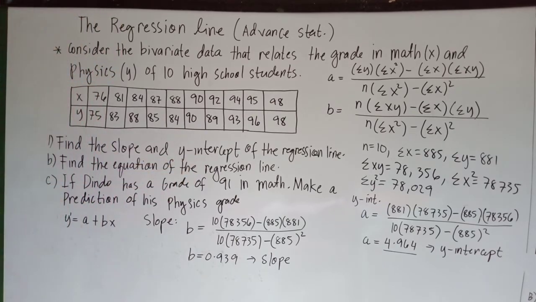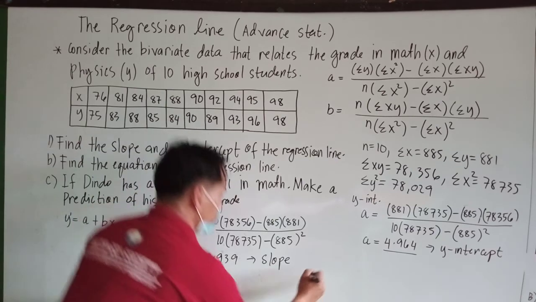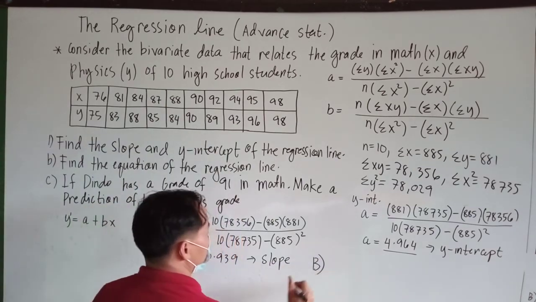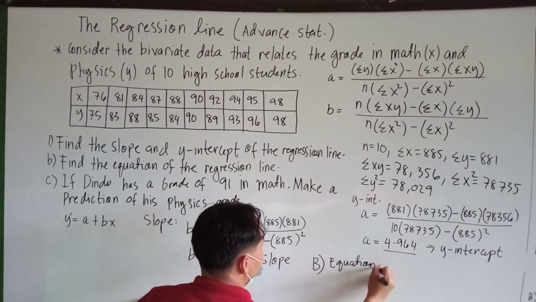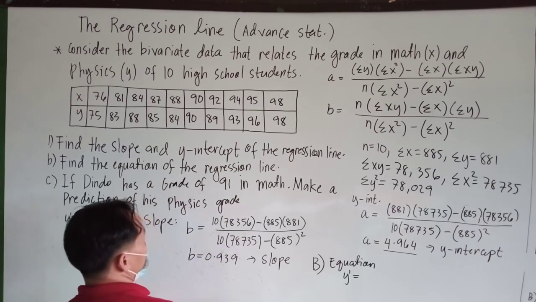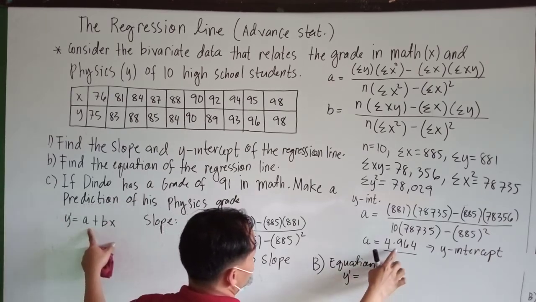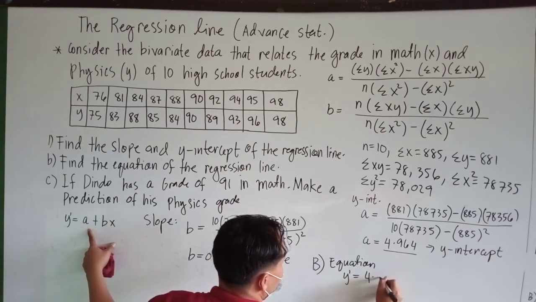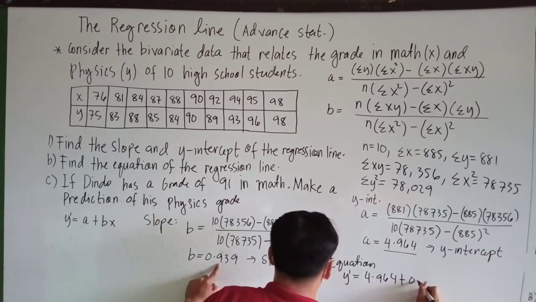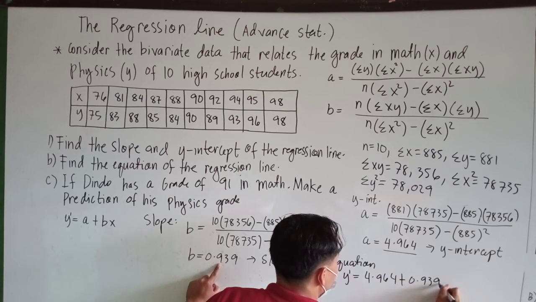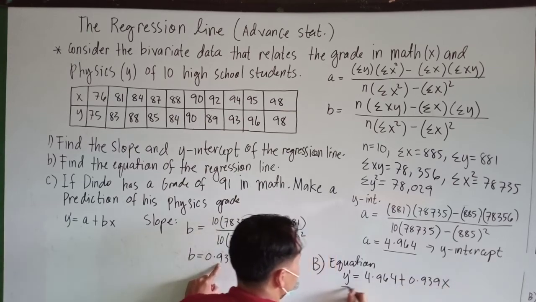For letter B, we want to find out the equation. So the equation: y prime is equal to the value of a, which is 4.964, plus 0.939 times x. So this is the answer for letter B.